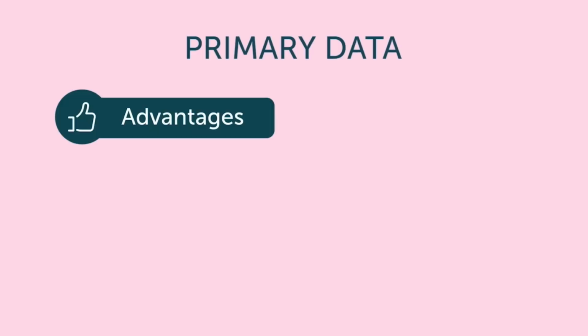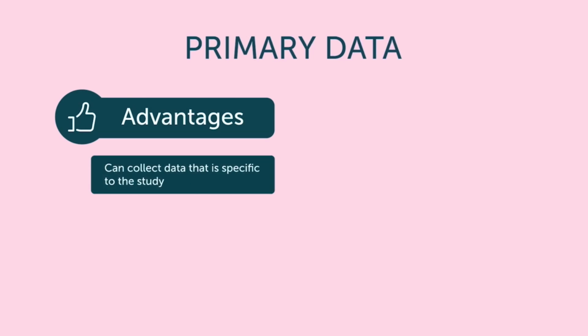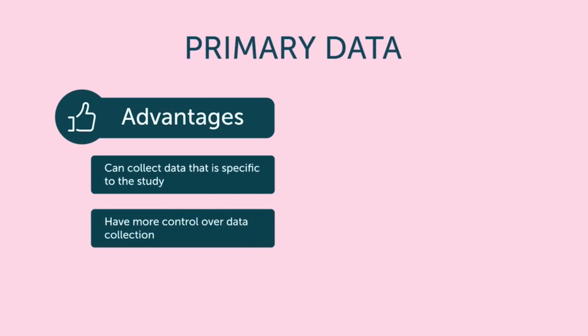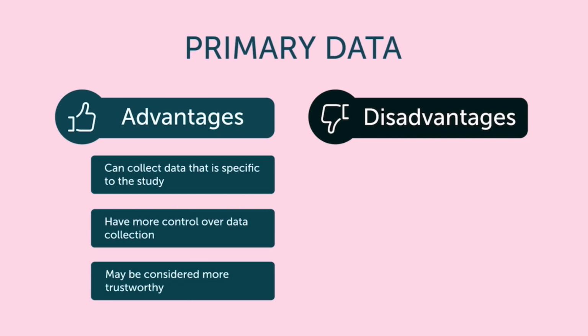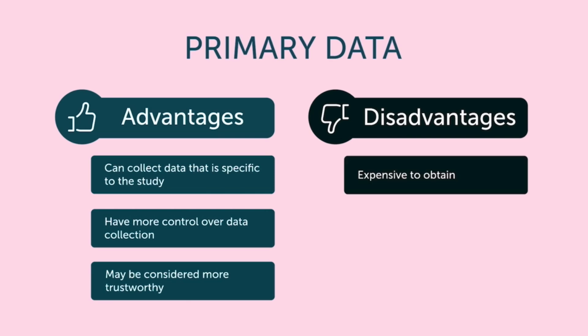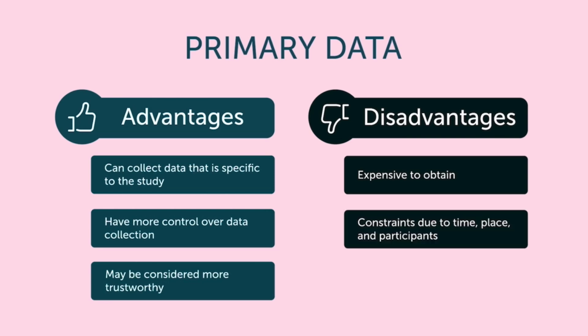Let's take a look at some of the benefits and challenges of each type of data. Primary data. The benefits of primary data collection include data collected is specific to the study, collection methods can be controlled, and collected data is often considered more trustworthy. Conversely, primary data collection has challenges, such as the expertise needed to develop valid data collection tools or to analyze the data, the time it takes to develop collection instruments, the time it takes to collect, analyze, and interpret the data, and limits around access to participants.